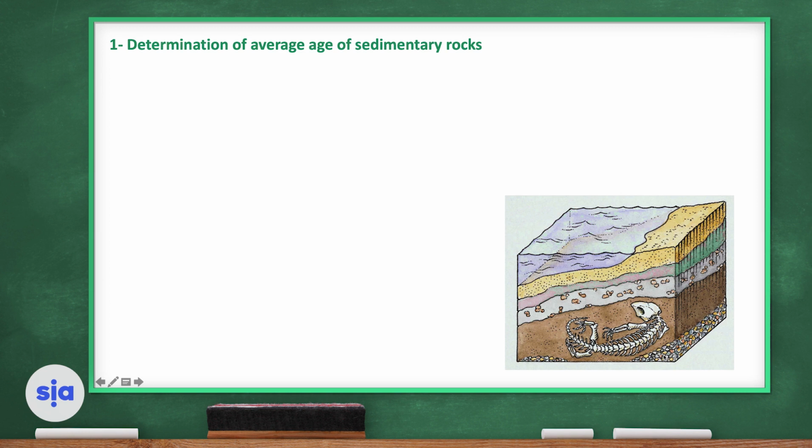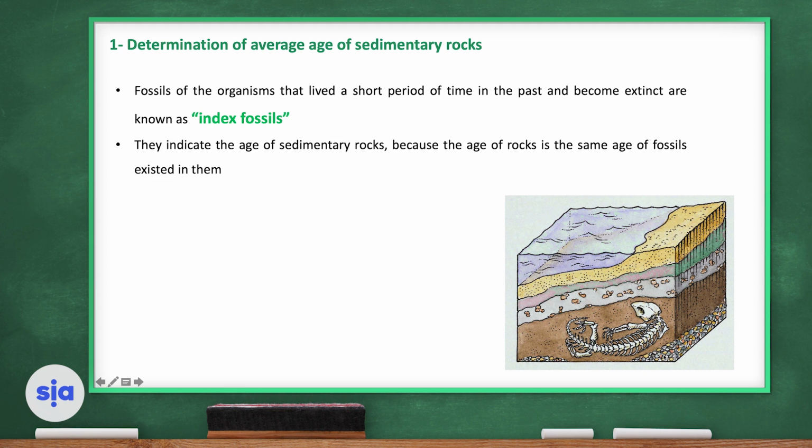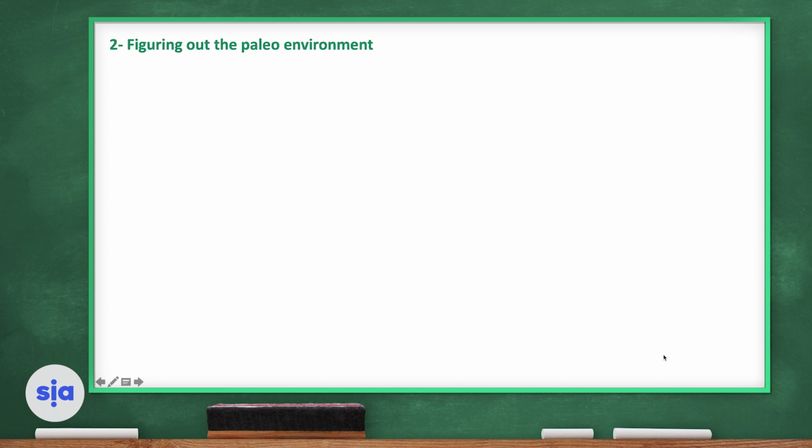How can we determine the average age of sedimentary rocks? By studying fossils. Fossils of the organisms that lived a short period of time in the past and become extinct are known as index fossils. They indicate the age of sedimentary rocks because the age of the rocks is the same age of fossils existed in them, while deeper fossils are older fossils in age than that near the surface.